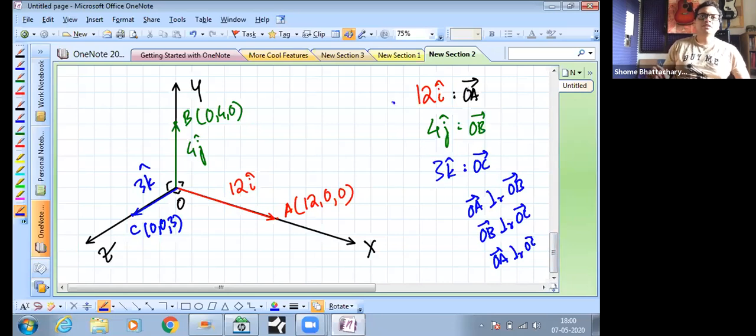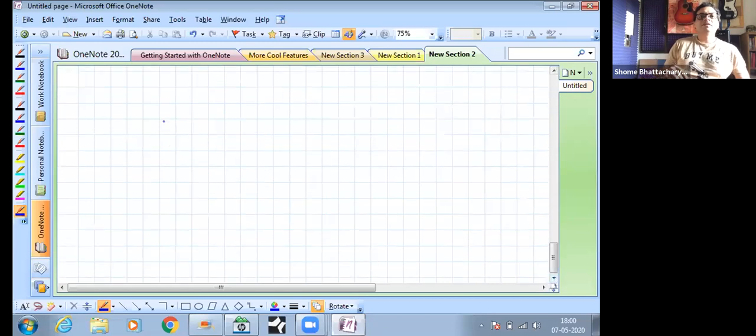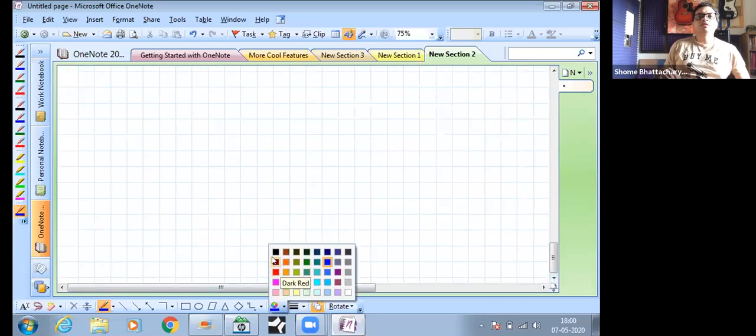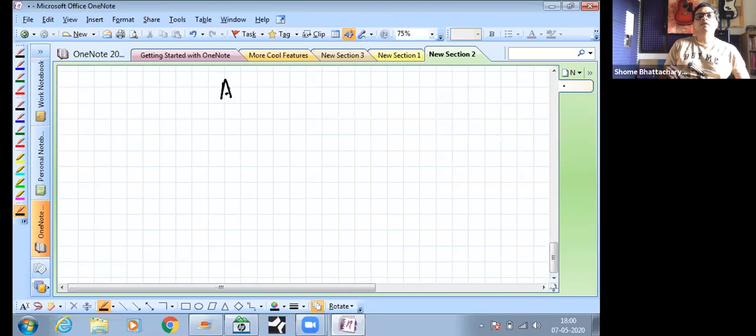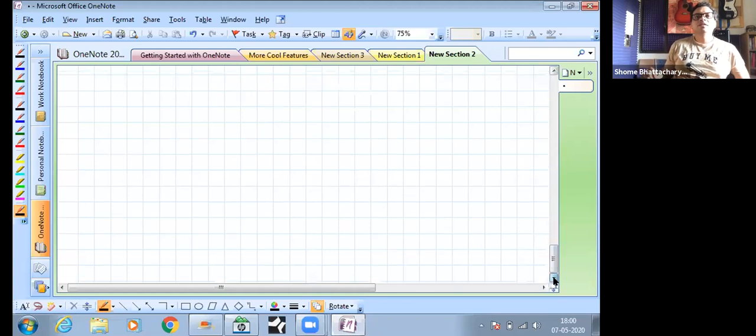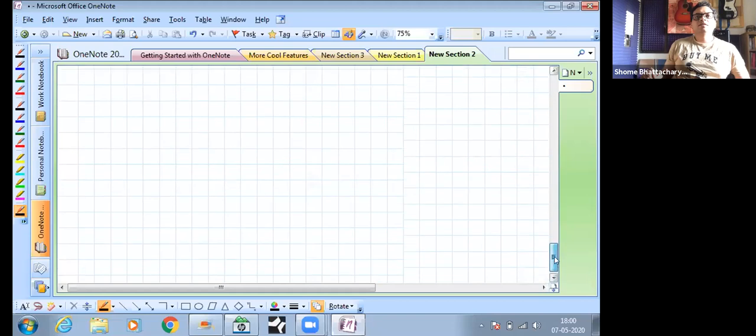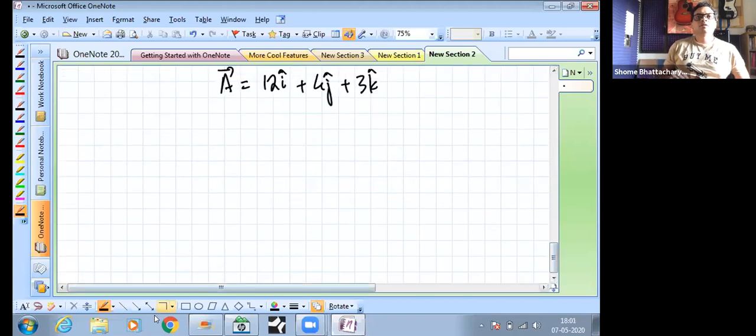So now I have understood these 3 vectors individually. Now what is my vector E? My vector E in all of this was the sum of these 3. I have understood individually how 12 i cap looks, how 4 j cap looks, and how 3 k cap looks. But how does the sum of these look? So let's understand that. For that, let us draw a rectangular box.